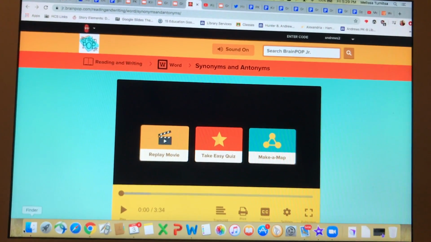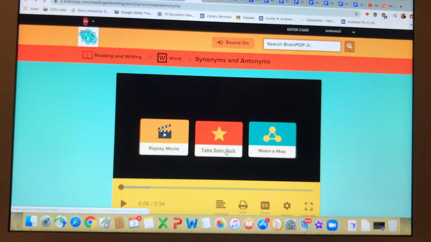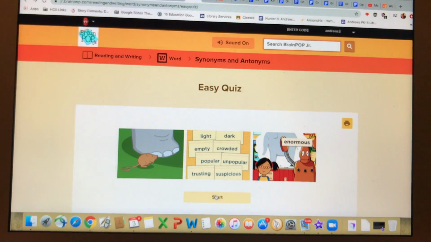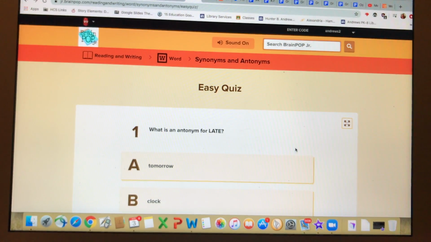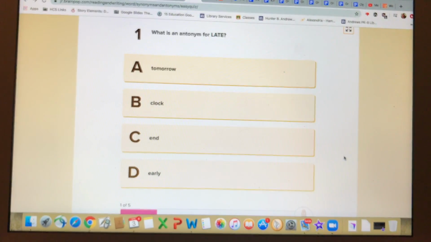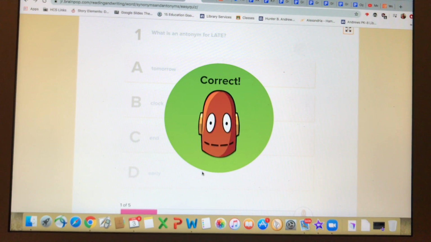Okay, guys, good job. All right, let's take a quiz. Start. I know you guys like Start. Quiz. Okay. So let's look. What is an antonym for late? Remember, antonyms are opposite. So what's opposite of late? Tomorrow. No. Clock. No. Early. Yes. If you are late, the opposite means you are early. Good job.